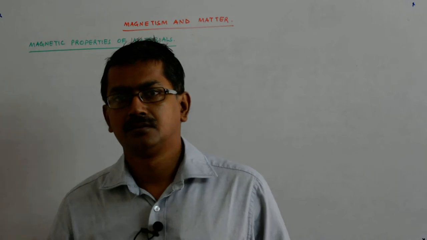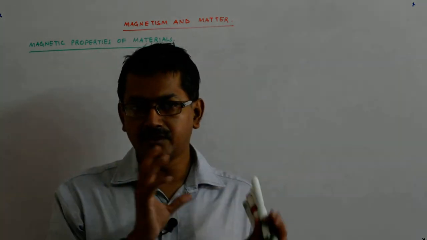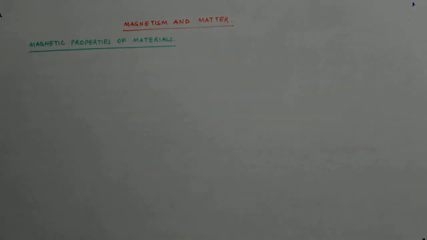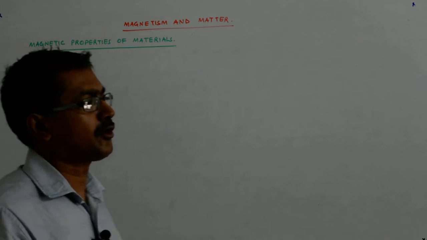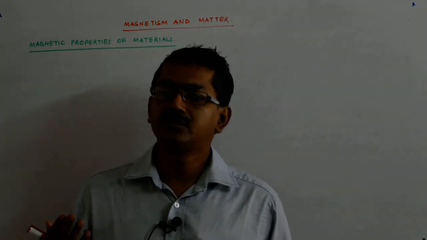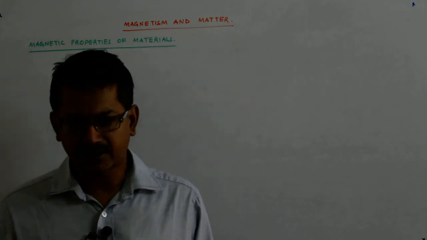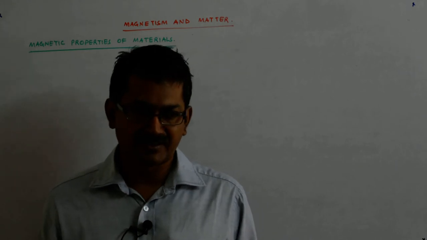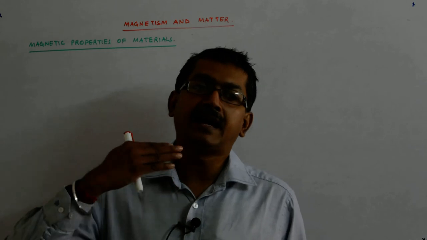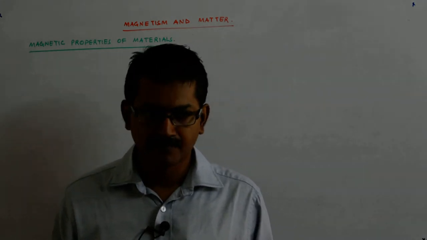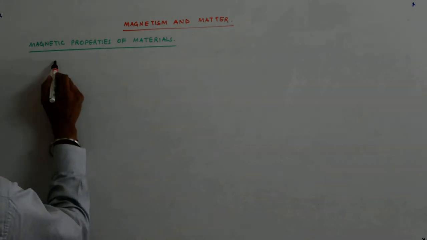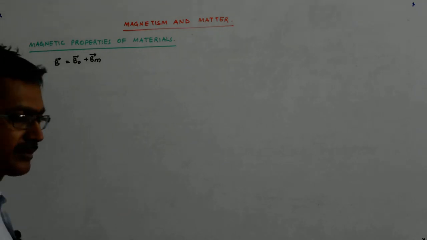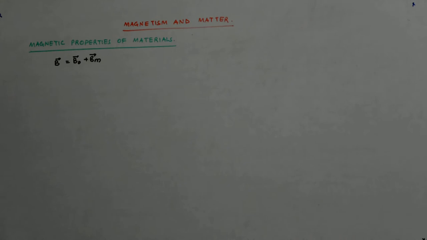In the last class, we had seen that when we insert a material inside the solenoid, the resultant field is the superposition of the field that would have been there if there was nothing inside, and that nothing I call vacuum. If it was all vacuum, whatever field B naught was present there, plus the kind of field that the material itself produces. So we started with the premise that B is equal to B naught plus B M. You understand?